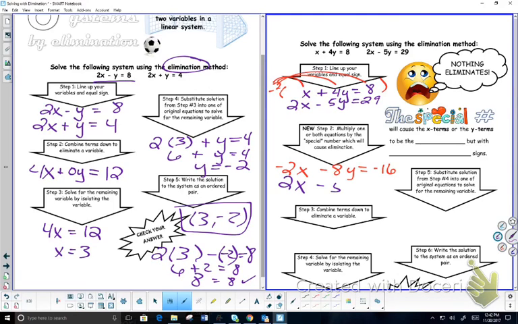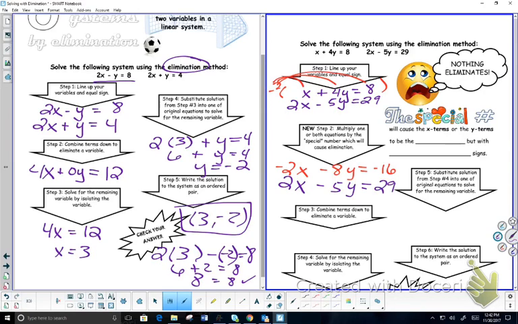So 2x minus 5y equals 29. Now look at your x's. Will they go away? Yes. Notice to make them go away, you need the same number, but different signs. One's got to be positive and one's got to be negative.